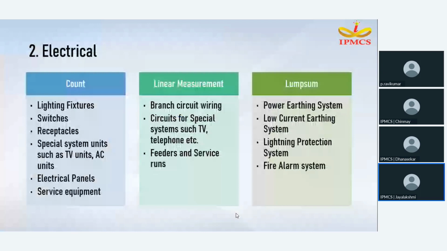In electrical also, the main measurements are made in count and linear measurement. Light fixtures, TV units, AC units, panels, etc. are in count, and the circuit wiring, feeders and service runs, etc. are in linear measurement. There is some lump sum measurement also, like earthing system, lightning protection system, fire alarm system, etc. In HVAC also, the ducts etc. are measured in linear, and the AC units, the outlets, etc. are measured in counts. So let us move on to the software now.